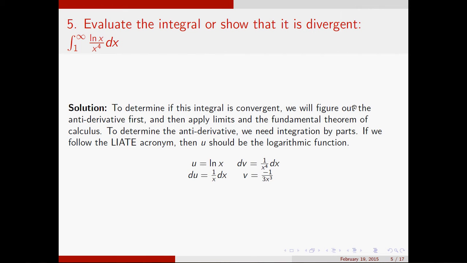So we've got the natural log of x over x to the 4th. We want to figure out, first of all, what the antiderivative of this is, and then determine if that integral converges. That's going to take limits combined with the fundamental theorem of calculus. This is going to be an integral by parts.